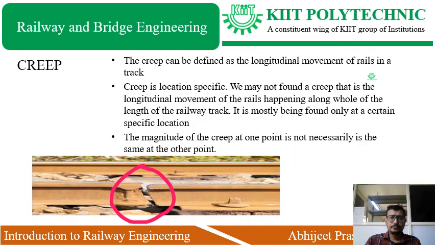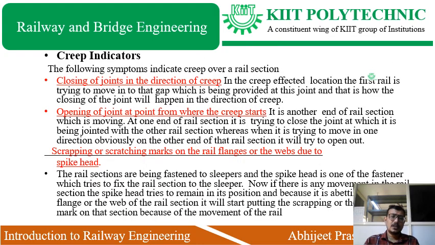So we can discuss creep here. Creep can be defined as the longitudinal movement of rails in a track. Creep is location specific. We may not find creep, that is, the longitudinal movement of the rails, happening along the whole length of the railway track. It is mostly found only at certain specific locations. Here you see this figure. Because of creep, the magnitude of creep at one point is not necessarily the same at another point.